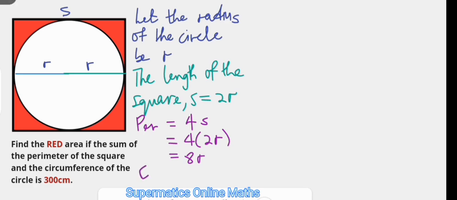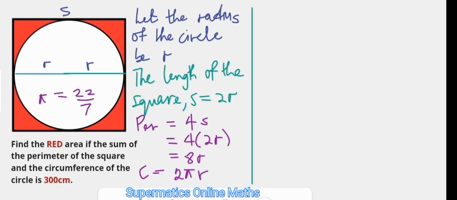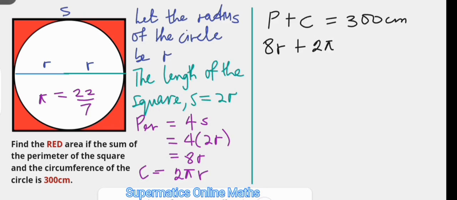while the circumference of the circle is 2 times pi times r. We've been using pi as 22/7. We're told that the perimeter of the square and the circumference of the circle add up to 300 centimeters. And this simply means that the perimeter of the square 8r plus the circumference of the circle 2 pi times the radius is 300 centimeters.